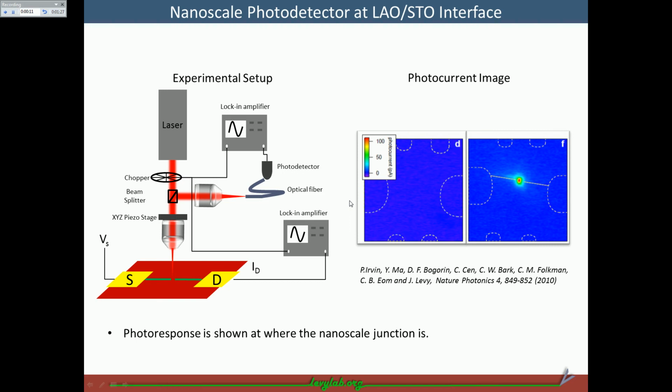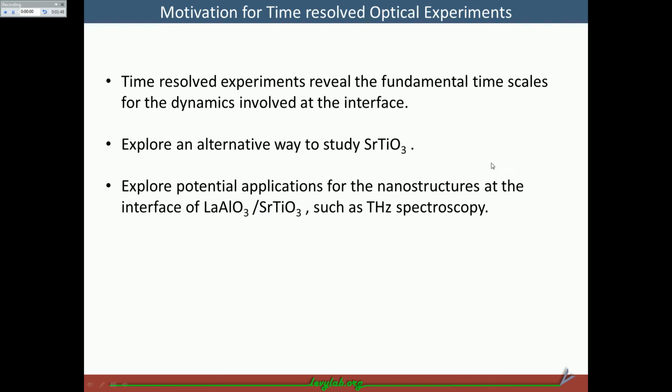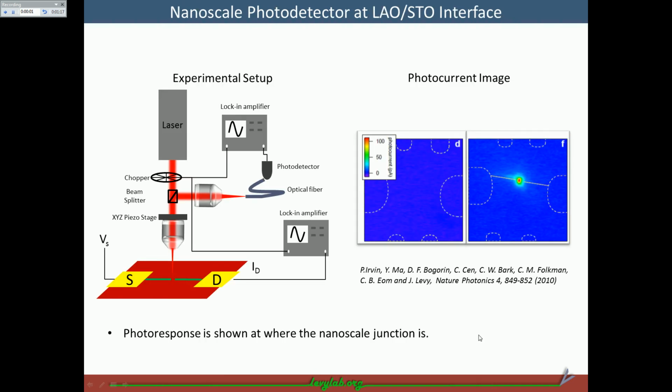So the final junction shows the photocurrent phenomenon. This is the experimental setup. So if we focus the laser on the nano junction, it will show supercurrent localized in the nano junction. And we are interested in the physical mechanism behind this phenomenon.